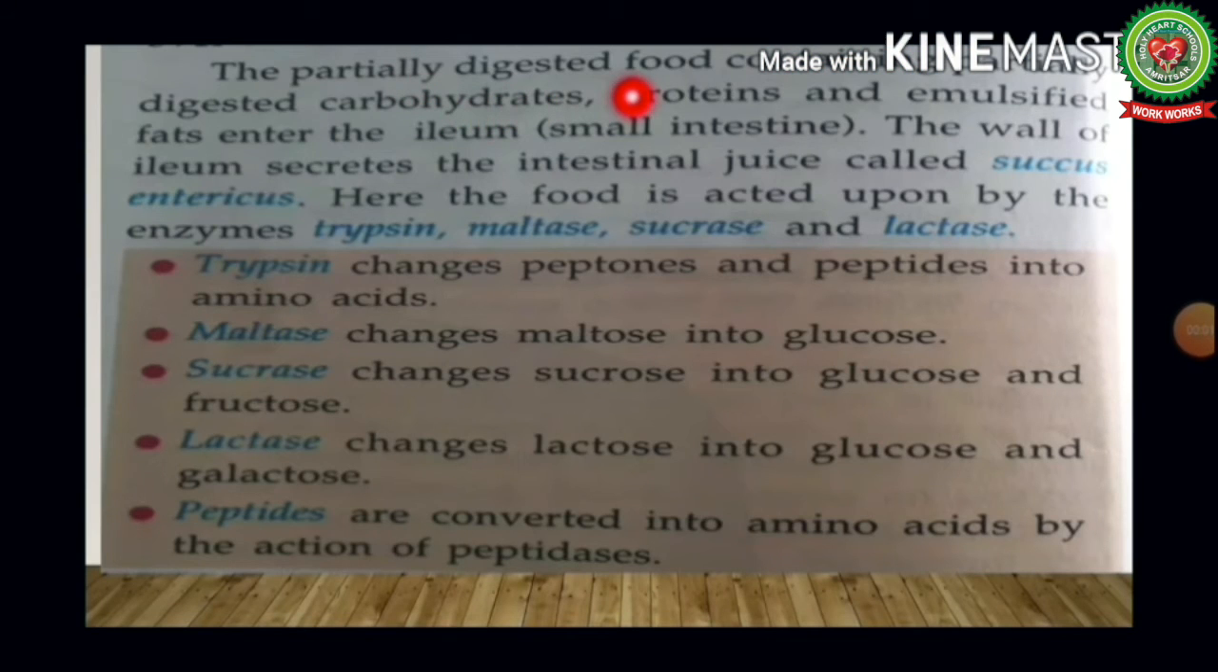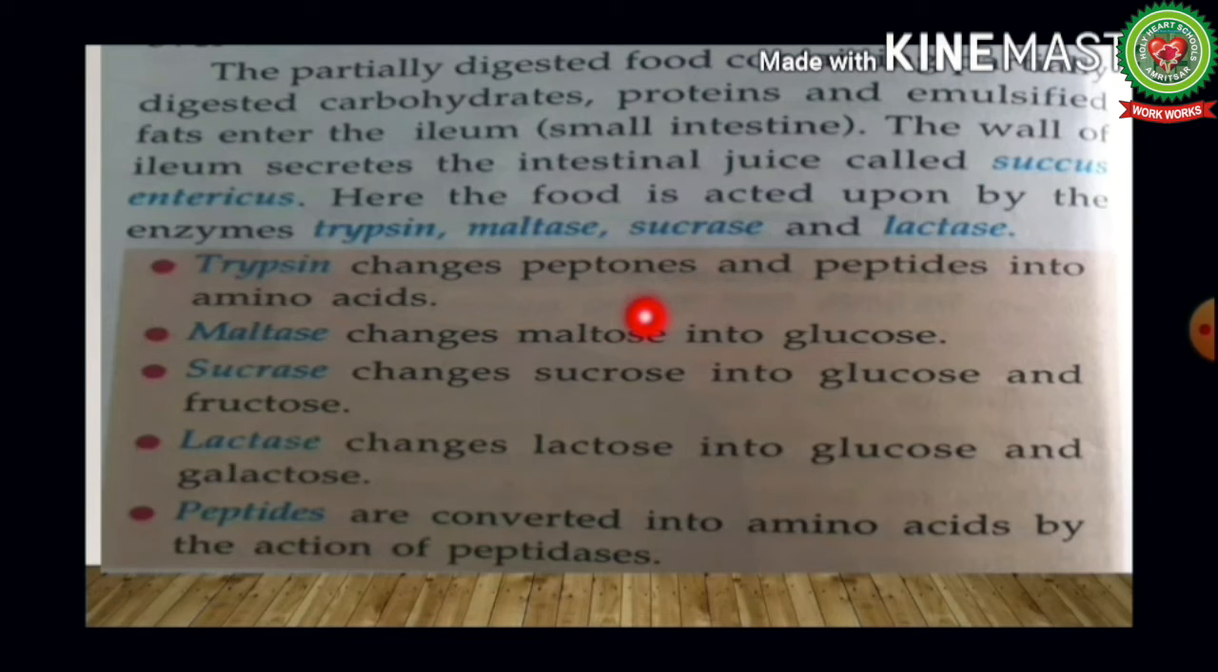The partially digested food containing partially digested carbohydrates, proteins and emulsified fats enters the ileum. The wall of the ileum secretes the intestinal juice called succus entericus. Here the food is acted upon by the enzymes trypsin, maltase, sucrase and lactase.